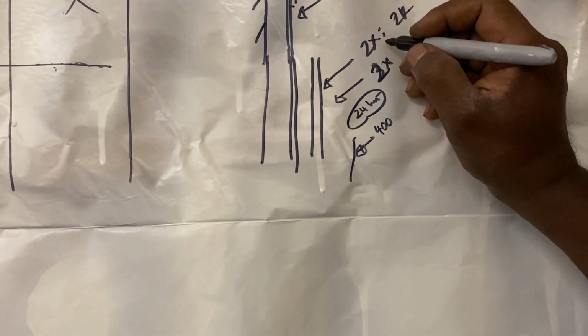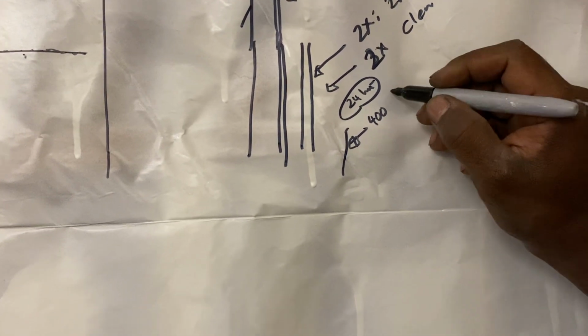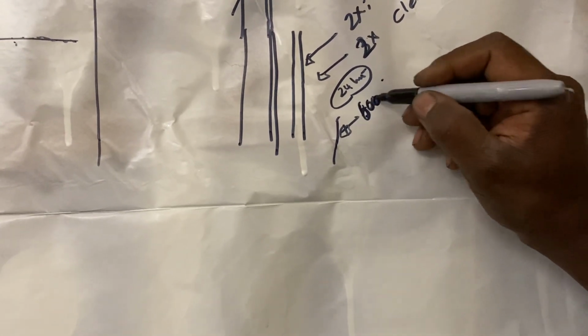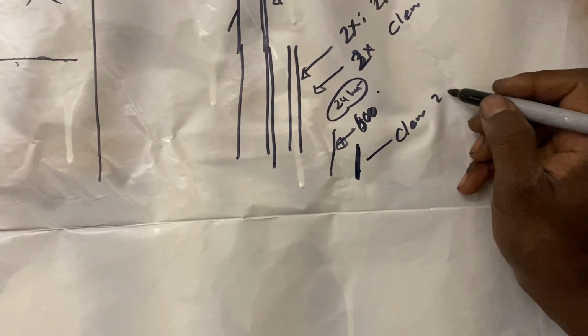Sorry, 2K. Yeah, sanded with the 400. Sorry, 400 or 600. Sorry, 600. And then I put one more coat of clear two pack.